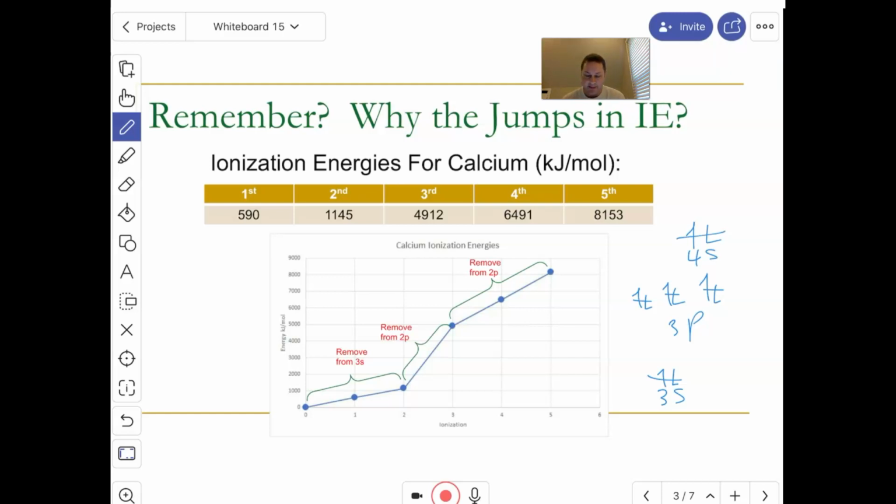Okay, so the first thing that happens here is I don't see a big jump. I remove around 600, and then I remove about 600 more. So there's really not a jump there with 1 and 2, and you see like a straight line between them. When I'm not actually removing from the 3s, like it says down below, I'm actually removing from the 4s. And I'll take those out. So after calcium has undergone 2 ionizations, those 2 are gone. We're moving from the 4s.